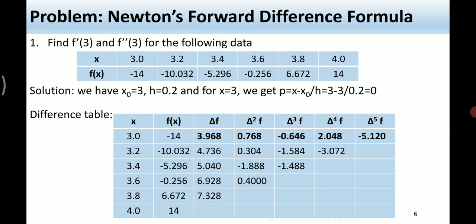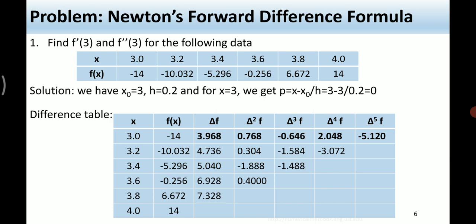Then 6.672 minus of minus 0.256, we get value 6.928. 14 minus 6.672, we get the value 7.328. So the difference table is constructed by just taking the difference, that is one value minus the other, that is y1 minus y0 or y2 minus y1. So we compute the values like that.